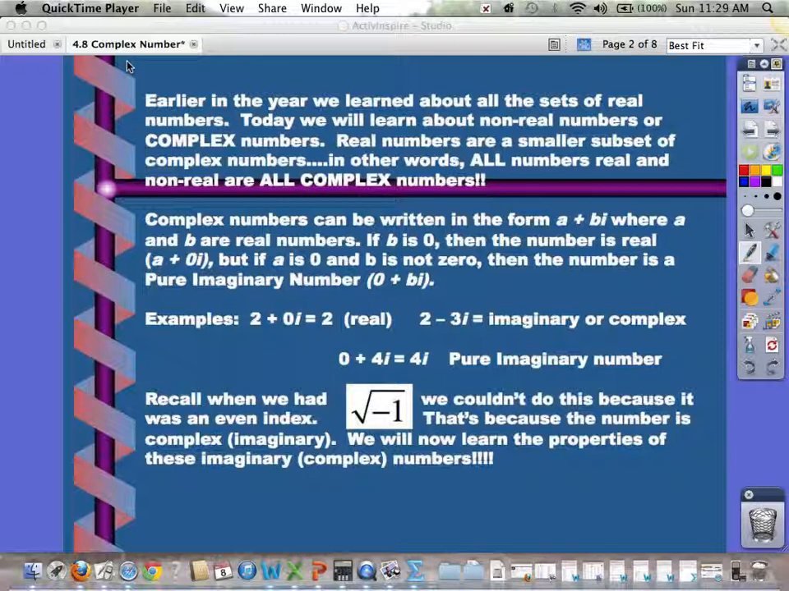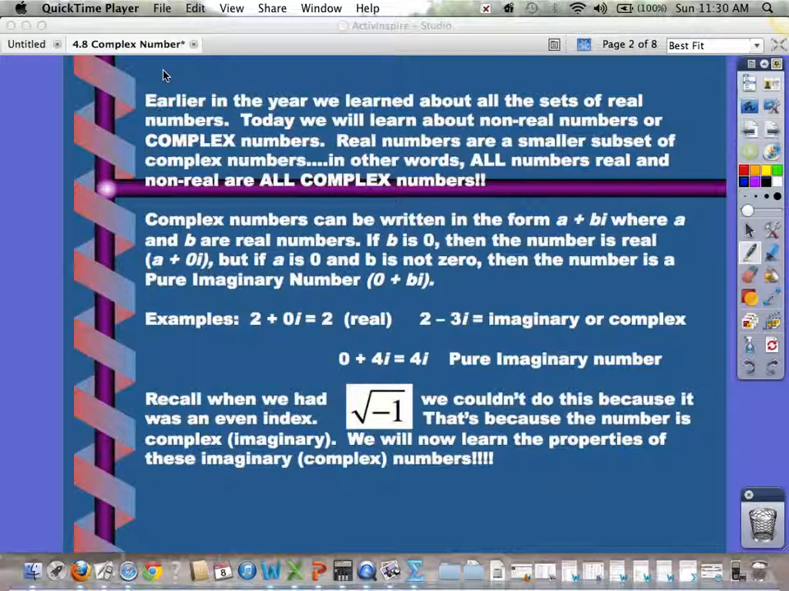Complex numbers include all numbers that are real and non-real. So it's like the big kahuna. Complex numbers can be written in the form a plus bi, where a and b are real numbers. If b is 0, if you plugged in a 0 for b, then the number is going to be real, because all you're going to have is a plus 0i, 0 anything, it's just 0, so it's just going to be the real number.